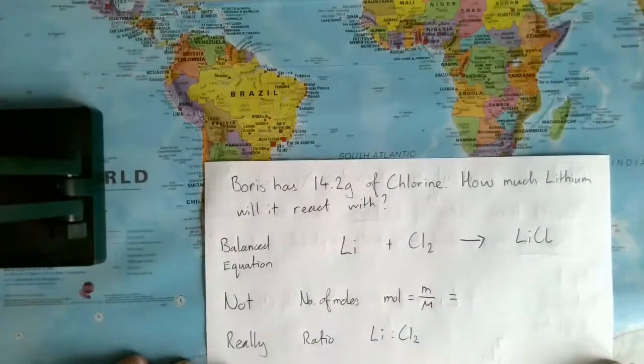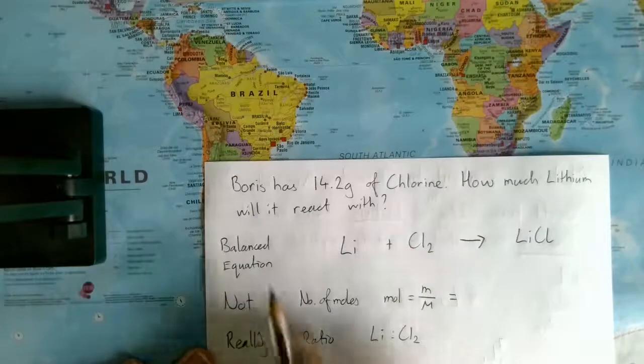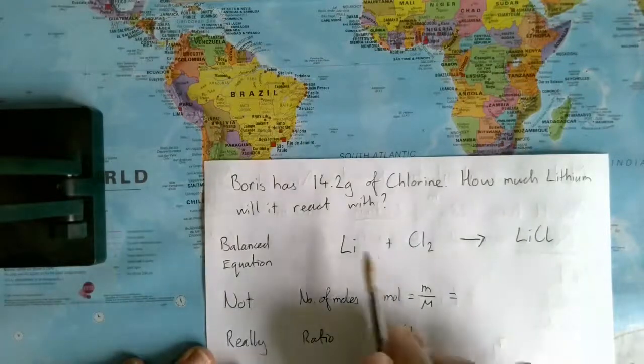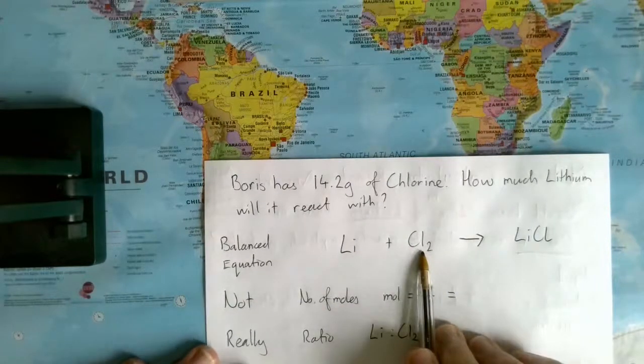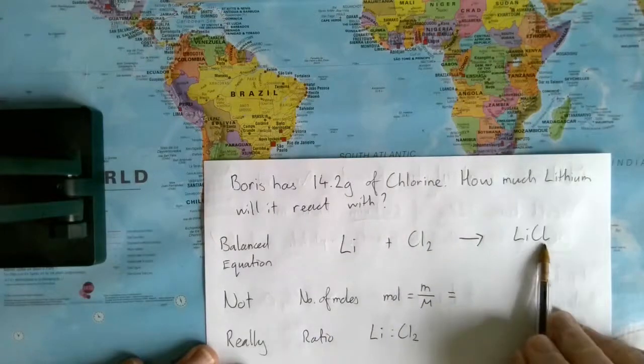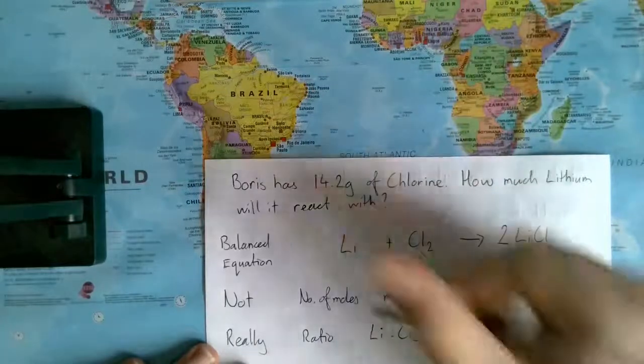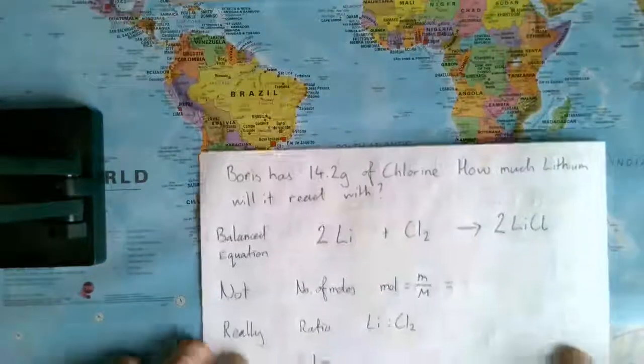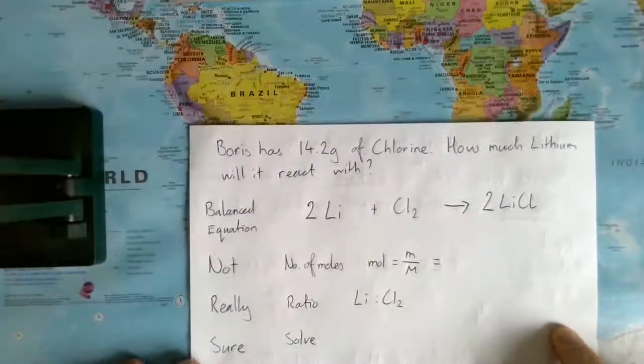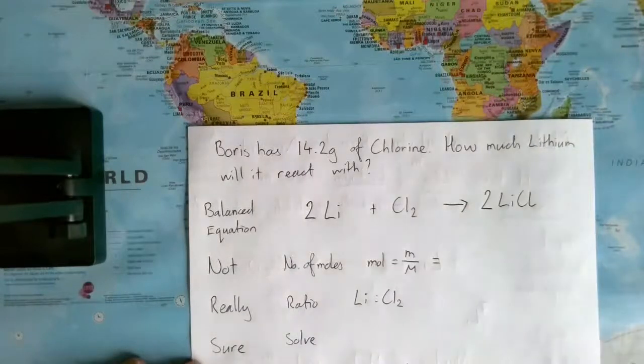Okay, next up is a lovely black Labrador called Boris, who has 14.2 grams of chlorine, and we're wondering how much lithium will react with the 14.2 grams of chlorine. Start with a balanced equation each time. You're given chlorine exists as Cl2, lithium chloride is a 1-to-1 ratio, 2 chlorines means we need 2 there, and 2 lithiums. If you want at this moment to pause the video and try and solve this yourself, go for it.